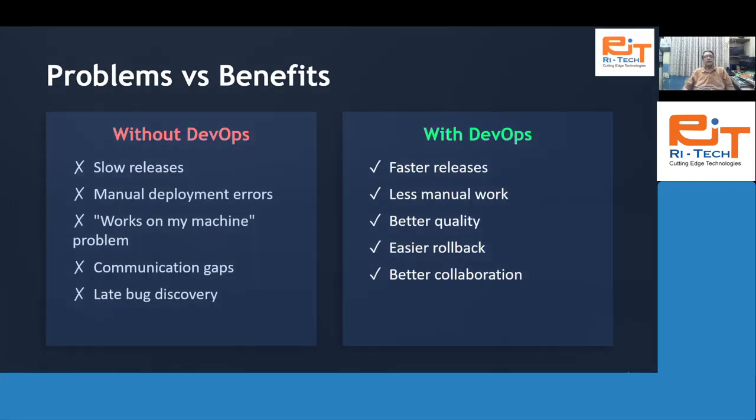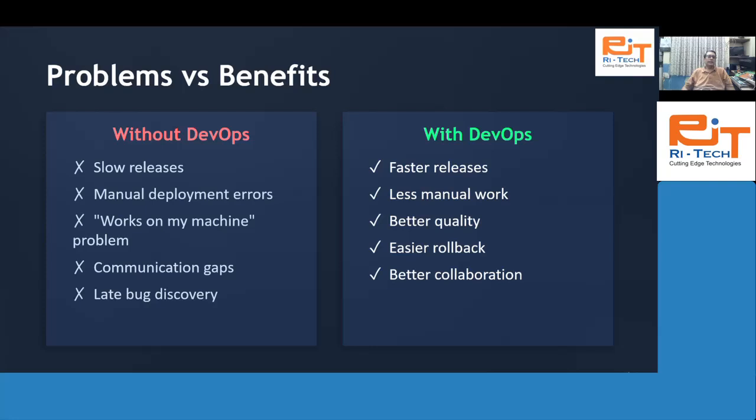Now, problem versus benefit. Without DevOps, what will happen? Without DevOps, there are slow releases, manual deployment errors, and the works-on-my-machine problem. We discussed this in the blue-green strategy in Azure. The developer always says it works on my machine, so there is no problem with the code. I don't know what is happening on your machine, our deployment machine.